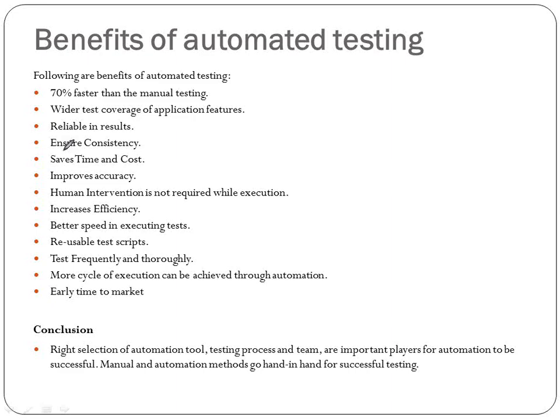It definitely saves time and cost because you can run it at odd hours. One person can do a lot of scripting. It improves accuracy. Human intervention is not required. Efficiency and speed are higher. Test scripts are reusable, but so are test cases. They're all reusable. So the conclusion is the right selection of automation tool, process, and team. As soon as you see a team there, that means it's not 100% automated, because if it's 100% automated, there's no team.